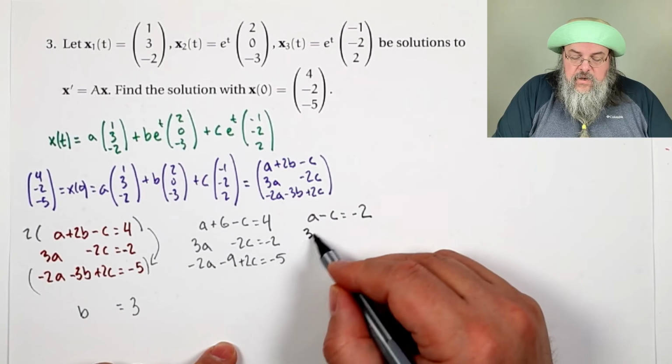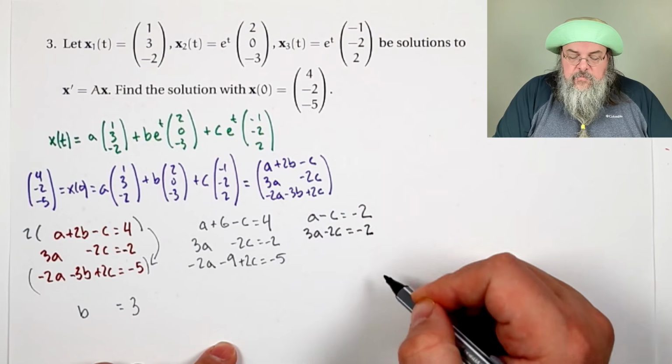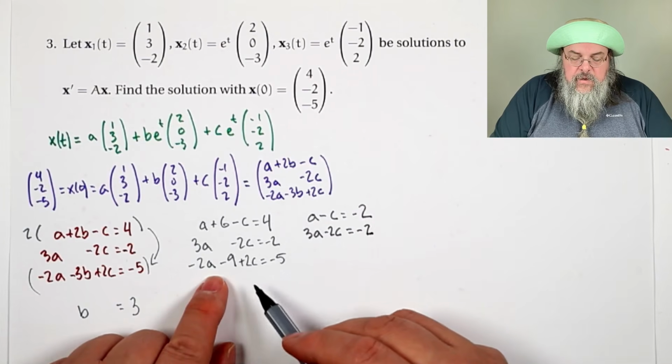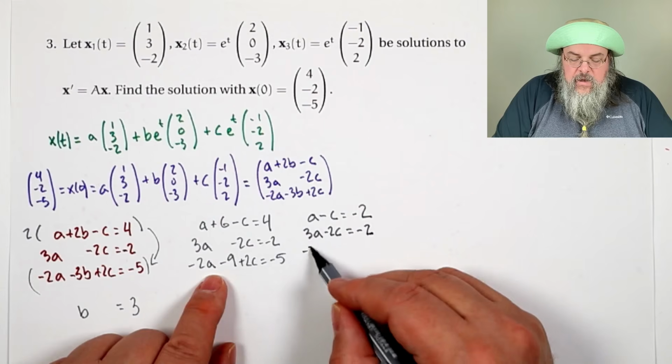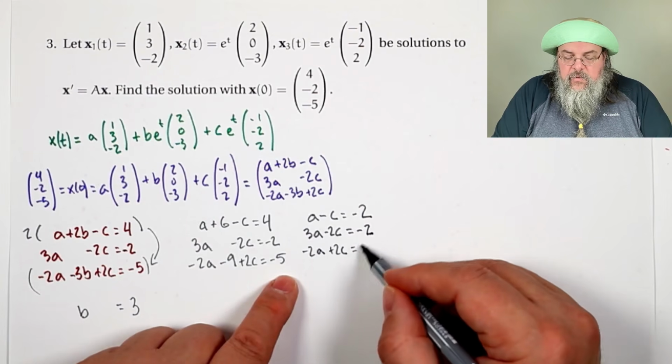Not much to do here. 3a minus 2c equals negative 2. And here, what would we have? Well, we'd have minus 2a plus 2c, and add 9 equals 4.